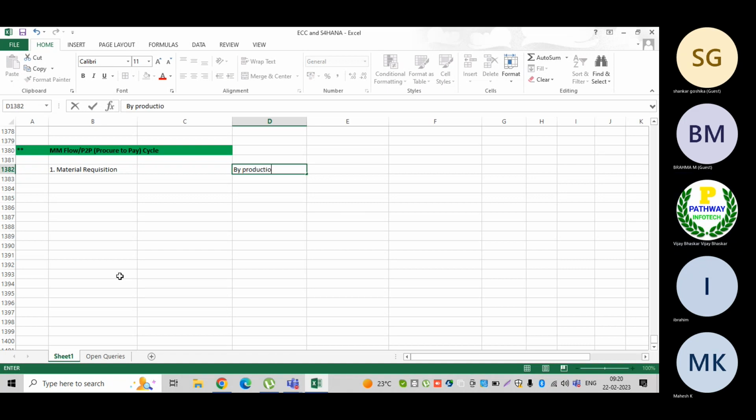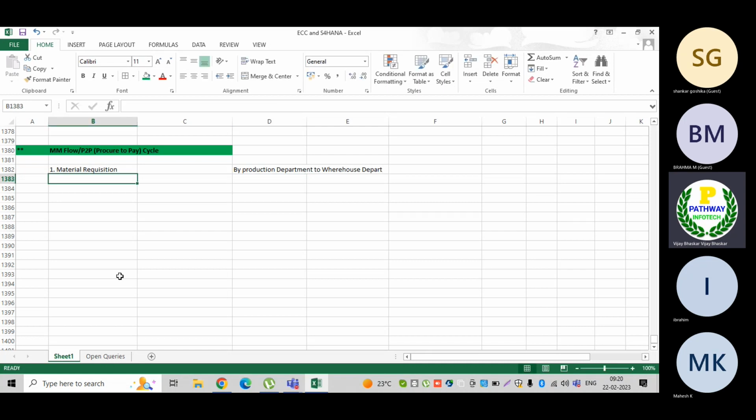So the requisition goes from the production department to the warehouse department, or stores department. The production department will give intimation to the warehouse department that we require so and so kind of raw materials in order to manufacture a product. Remember. Once this is completed, then the second step is the purchase requisition.